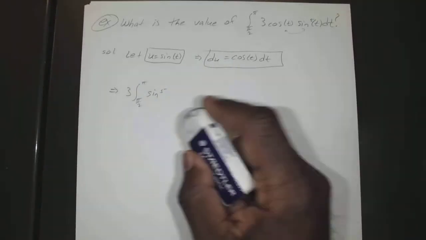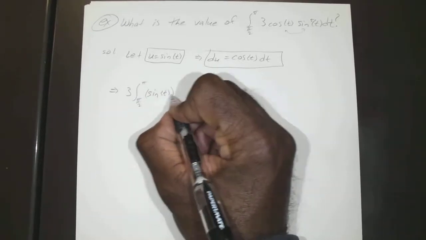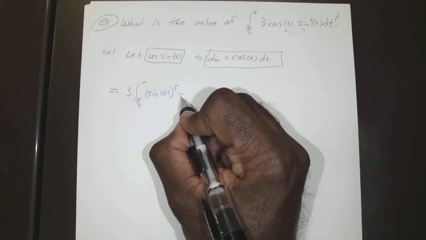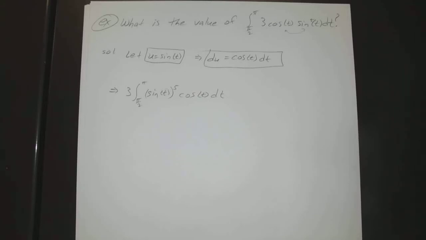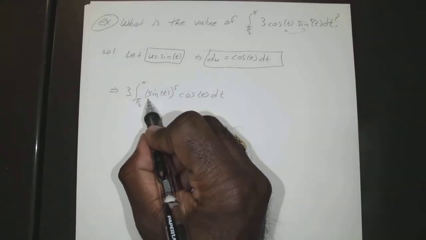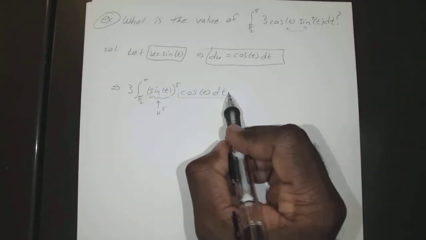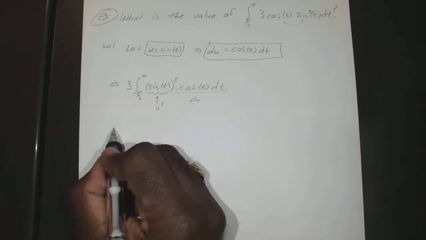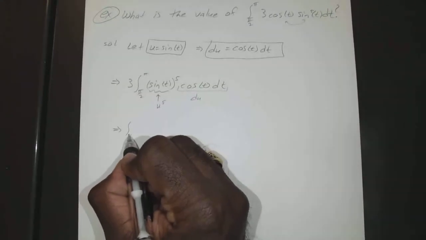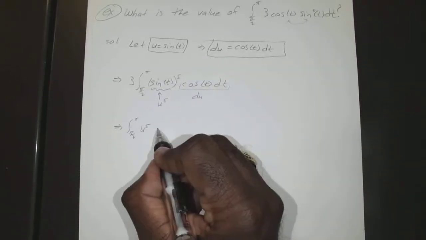Oh, actually, let me rewrite it. Sine of t to the 5th power times cosine of t with respect to t. Okay, so our sine of t would give us u to the 5th power. And this is our du, and we don't have to divide or multiply by anything. It just evenly came out to du. Okay, so we have the integral from pi over 2 to pi of u to the 5th du.